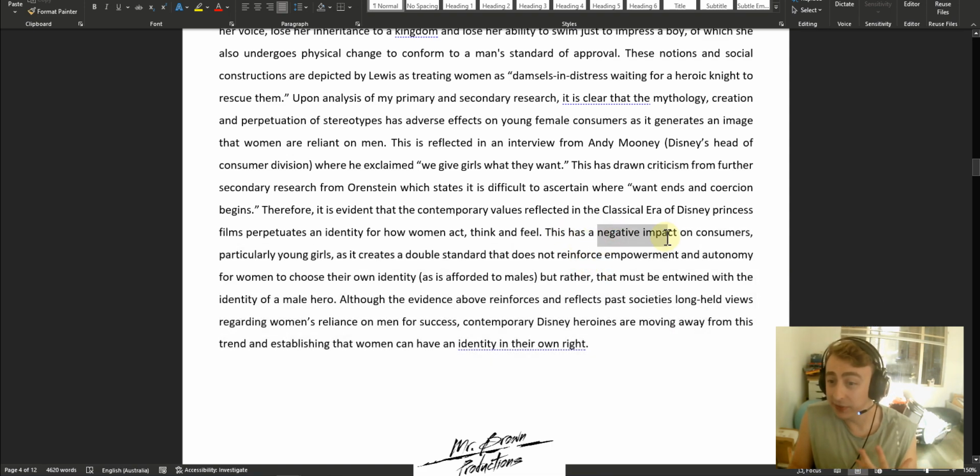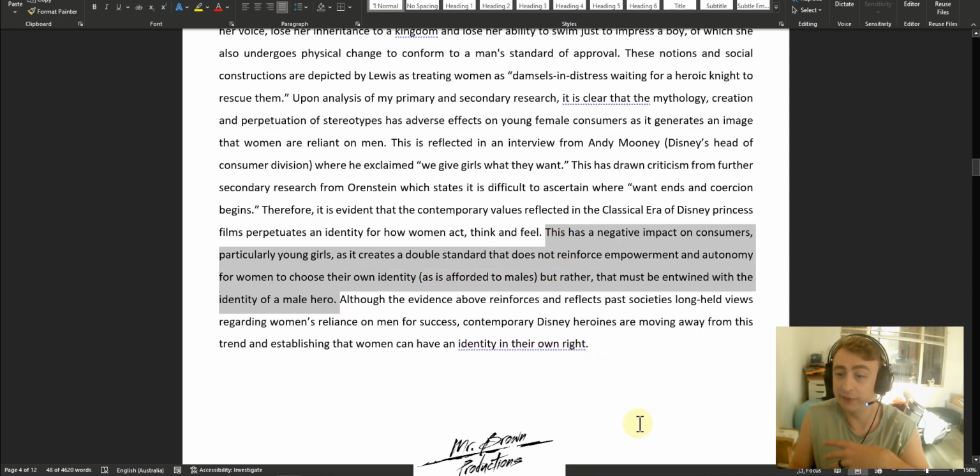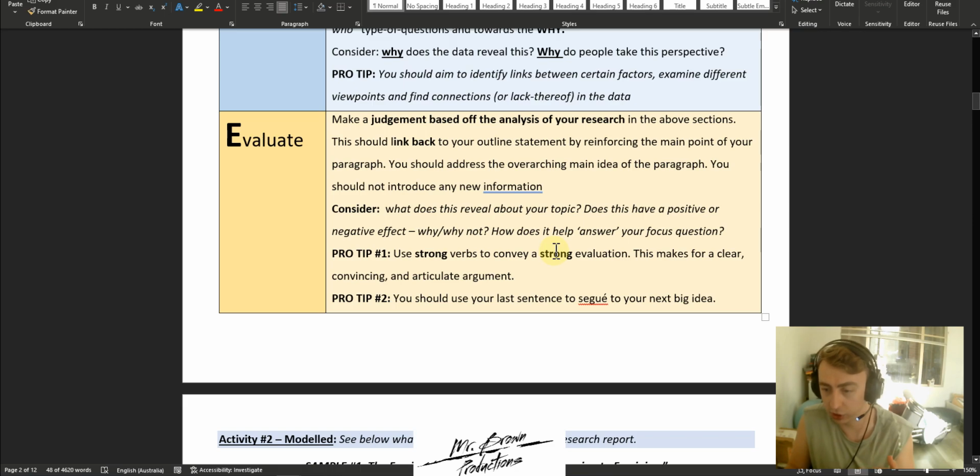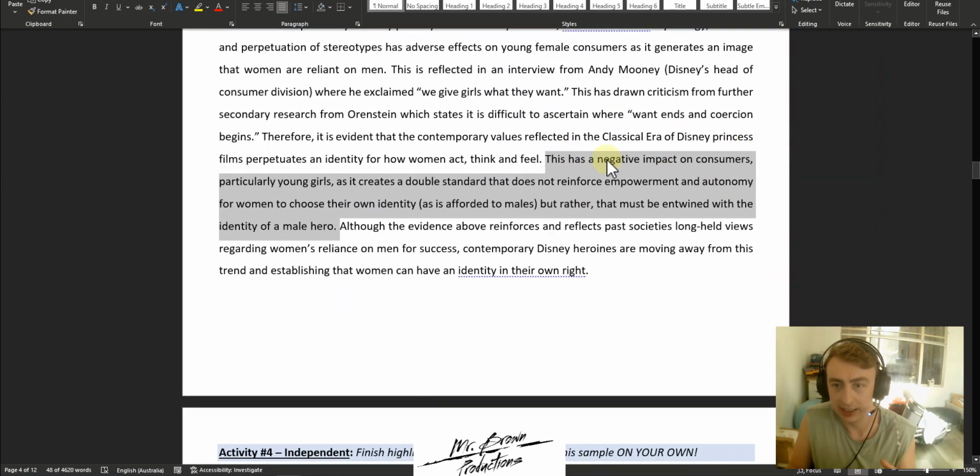This has a negative impact on consumers, particularly young girls, as it creates a double standard that does not reinforce empowerment and autonomy for women to choose their own identity as it is afforded to males, but rather that it must be entwined with the identity of a male hero. This is a very strong judgment that we've made here. So if we look at that sentence here, we've used strong verbs to convey a strong evaluation. We've got things like it has a negative impact, creating a double standard. It does not reinforce empowerment. So it's really clear, it must be entwined with the identity of a male hero.